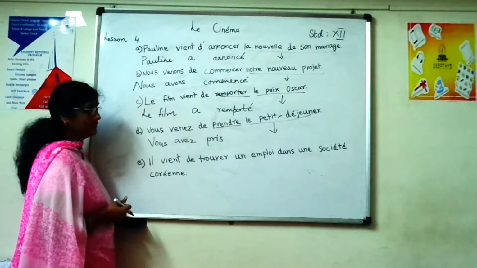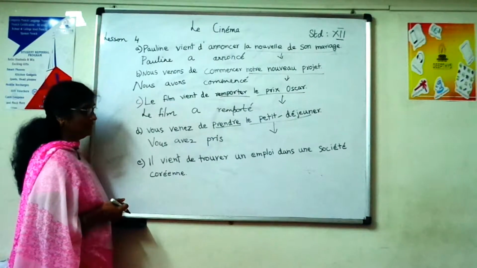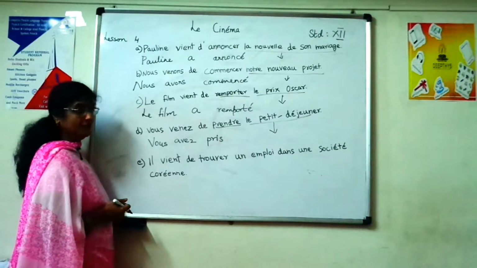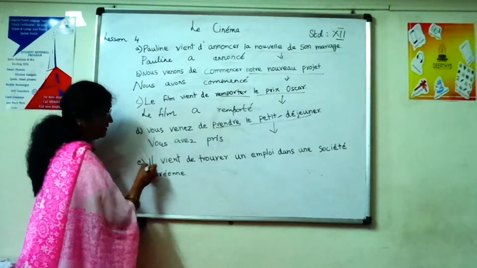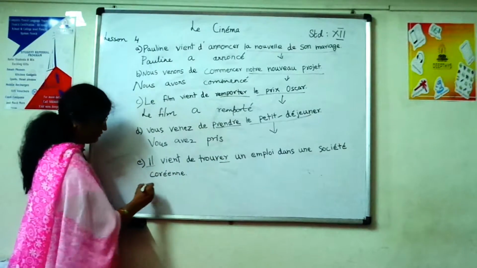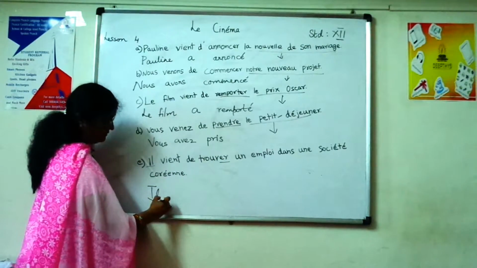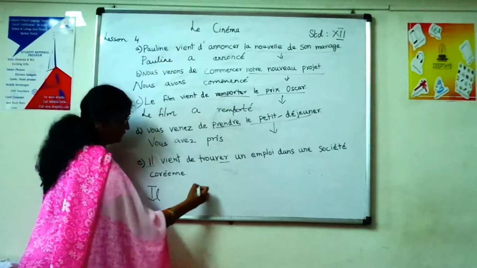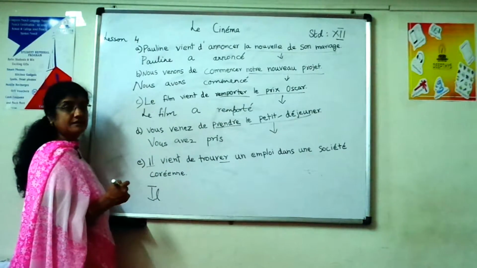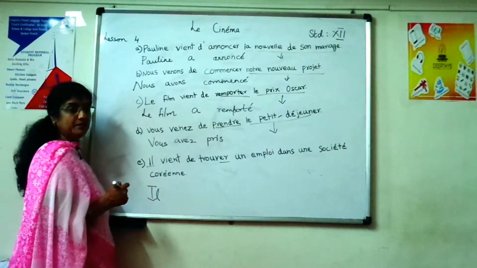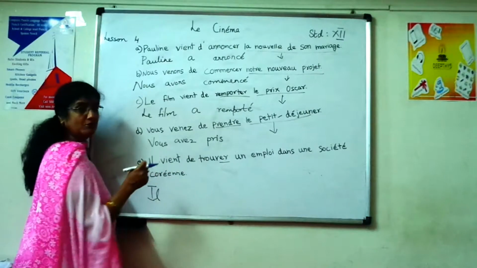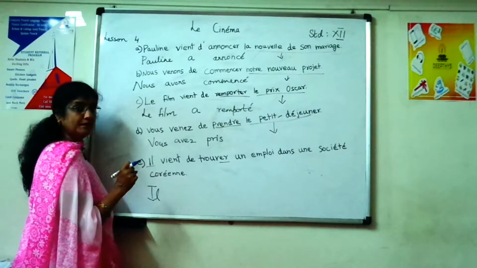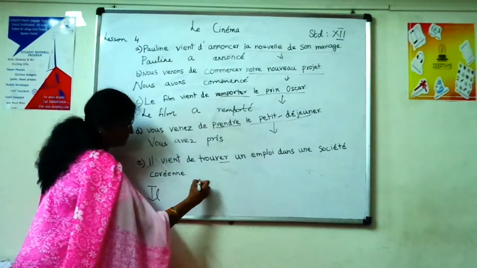Which means he just found a job in a Korean society. So here the subject is il. The verb is trouver. So you will write il. You leave a gap. And then you will write the past participle of trouver. It is a regular ER verb. But whether regular ER or irregular ER, the past participle for all ER verbs is you cut off the ER and you write E accent aigu. So trouvé.